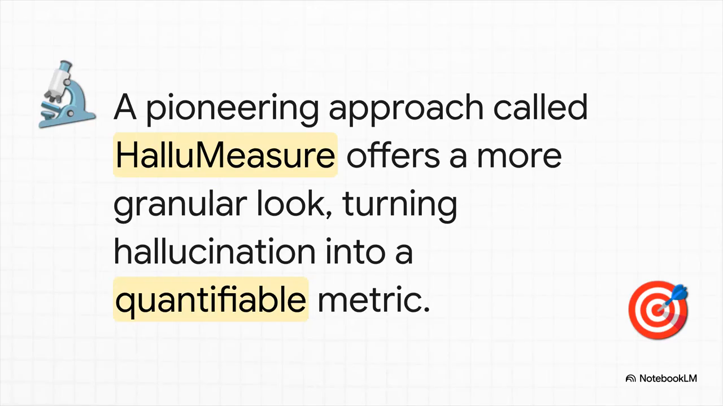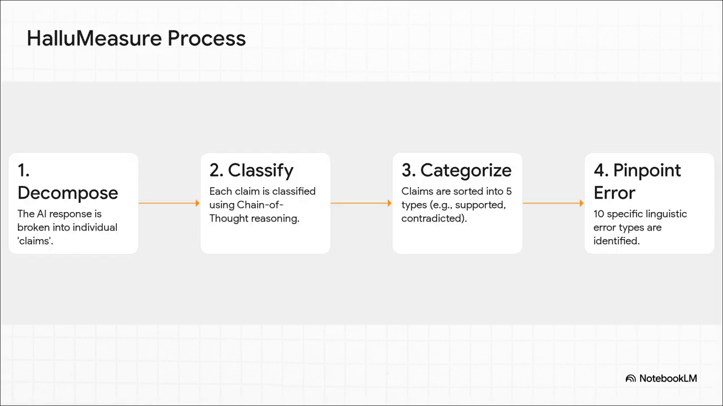But what if we want to get even more sophisticated? Well, researchers developed this incredible method called HalluMeasure. Instead of just giving a simple yes or no on whether a response is bad, this thing acts more like a microscope. It gives us a really detailed, granular look at exactly where and how the AI messed up. So here's how that microscope actually works.